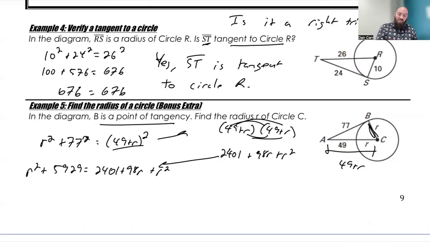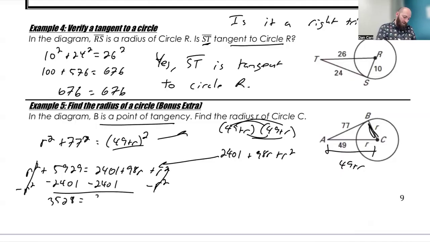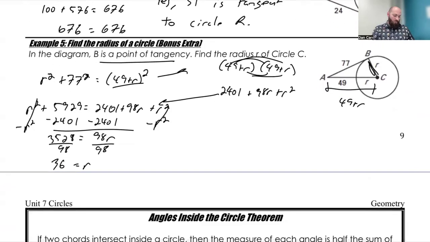From here, it almost looks like I have to solve a quadratic, except when I subtract R squared from both sides, they both cancel out. So the only other thing to do is subtract 2,401 from both sides. So that comes out to 3,528 equals 98R. And then I'll divide both sides by 98. So then I get 36 for R. Okay, and that's my final answer for that one.